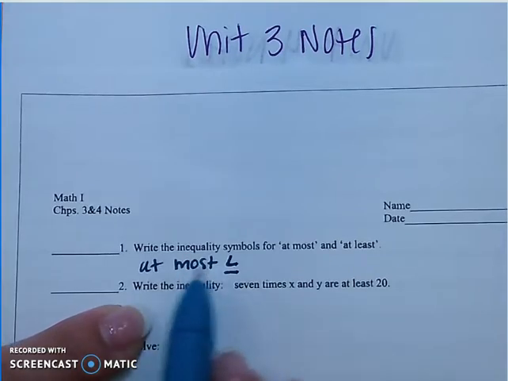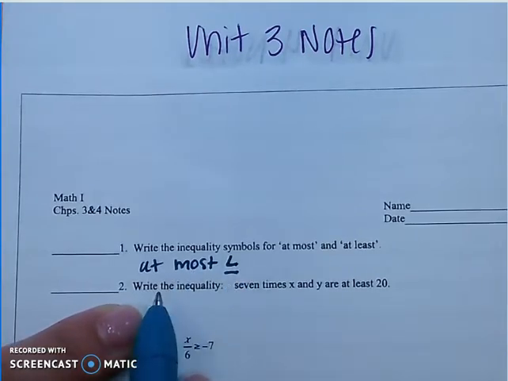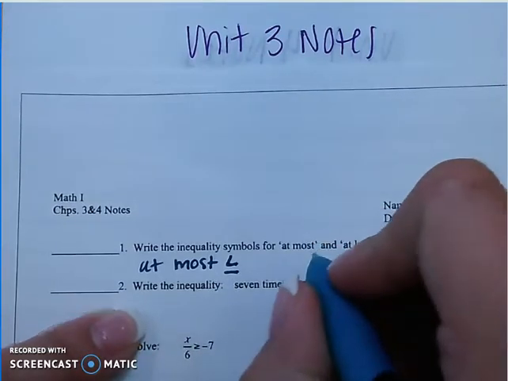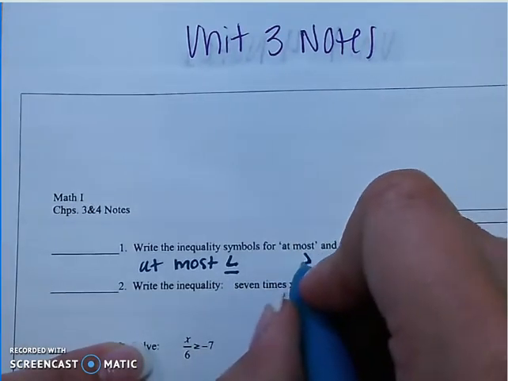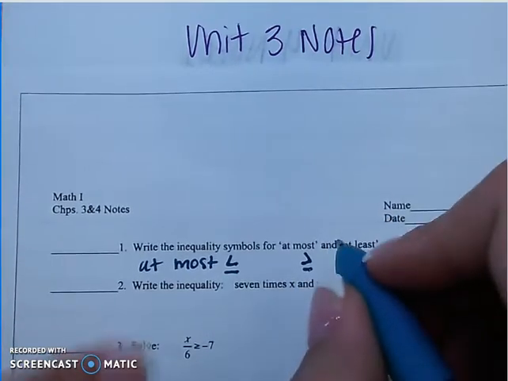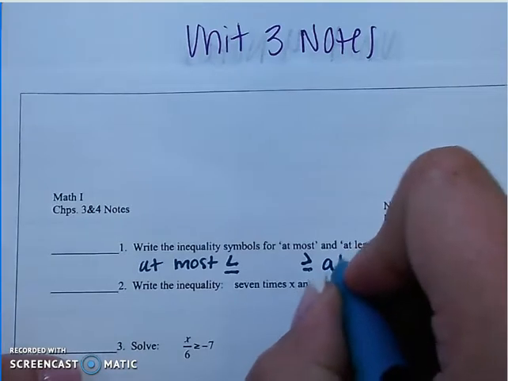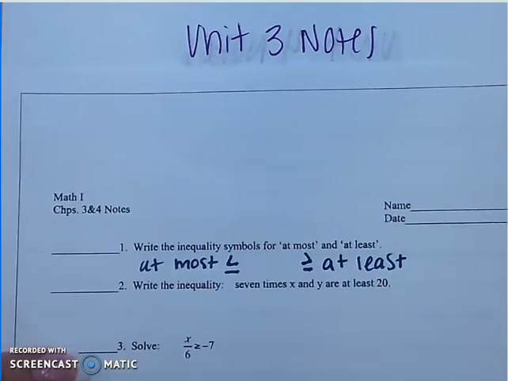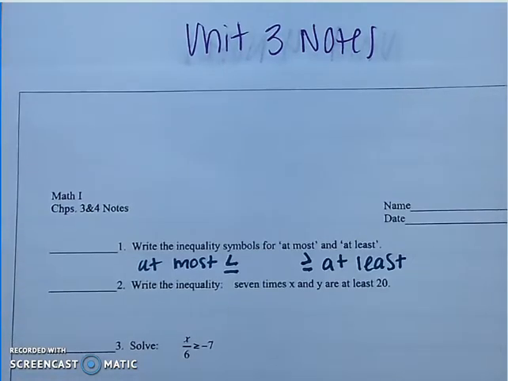I know you think of most, you think of more than, but it's actually the opposite. So at most is less than or equal to. And if I have at least 15 minutes, then that means I have 15 minutes or I have more than 15 minutes to spend on something. So the signs are opposite of what you normally would think they might be.